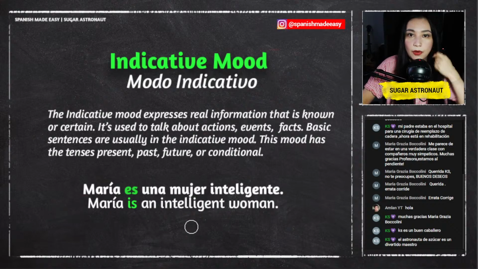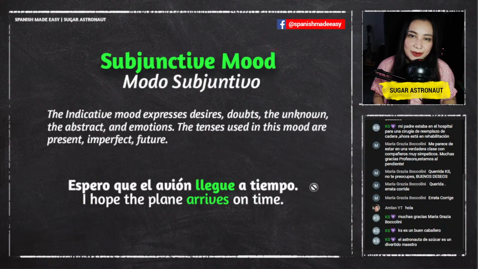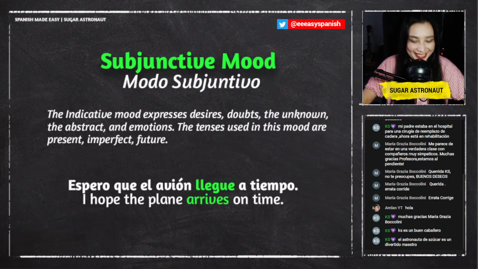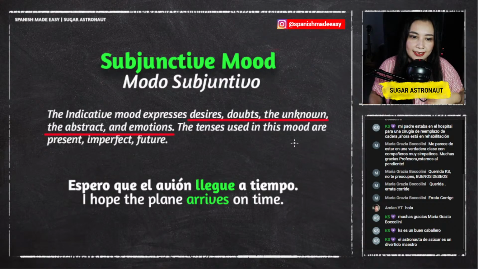Nothing complicated. Modo indicativo. Okay, now the next one is subjunctive mood. And this one is called in Spanish modo subjuntivo. This mood is about desires, doubts, the unknown, and also the abstract, and also expresses emotions. So this one is not about facts. This one is about wishing something, about doubting something, about the unknown. You don't know what's going to happen. It's not clear. And also we could be talking about something abstract and emotions as well.